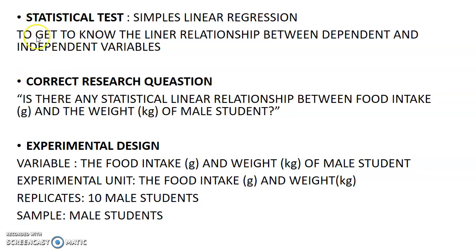So I've analyzed the data, and the best statistical test that we can use is simple linear regression, because we need to know the linear relationship between the dependent and independent variable. The correct research question is: is there any statistical linear relationship between food intake in gram and the weight in kilogram of male students? Experimental design variable: the food intake in gram and the weight in kilogram of male students.